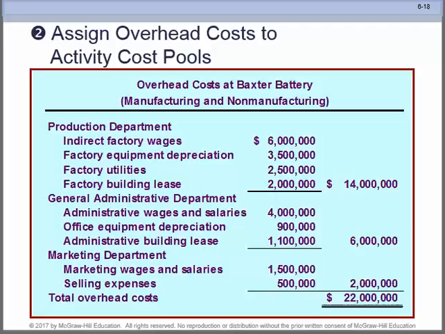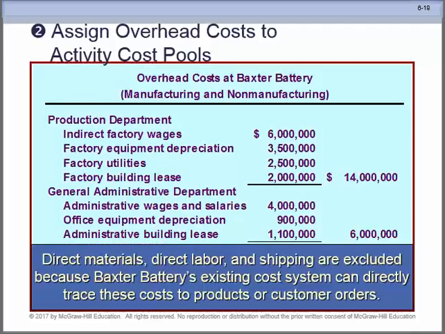There are 3 other costs here that we need to look at: direct materials, direct labor, and shipping. They are excluded from this slide because their existing cost system already traces those. Again, remember, ABC is a supplement, not a replacement for a traditional accounting system. It's another way of determining how to assign overhead.